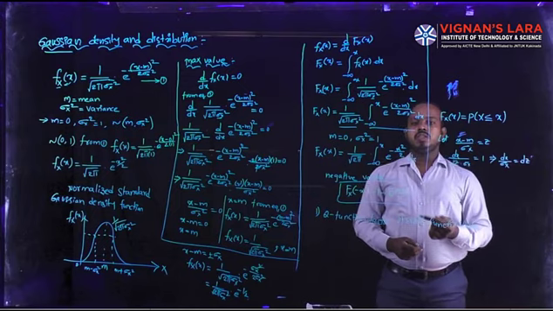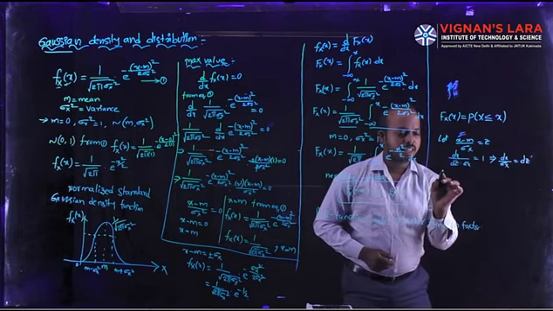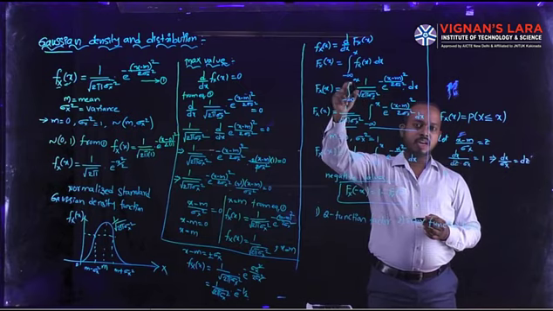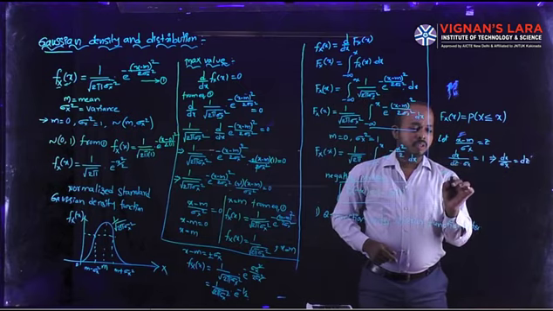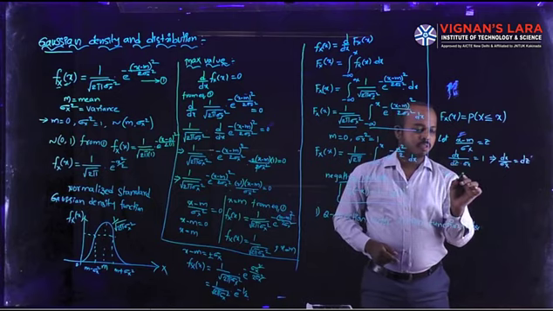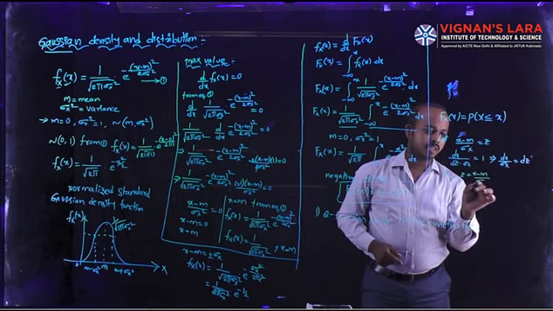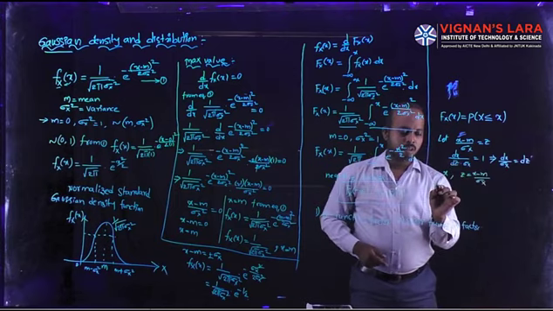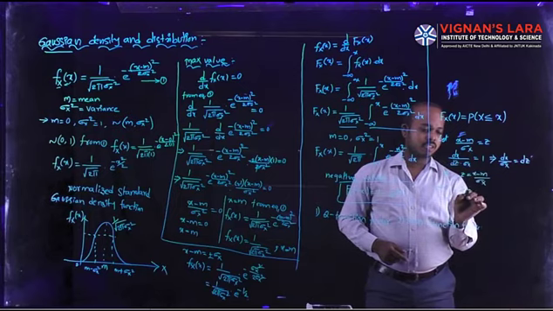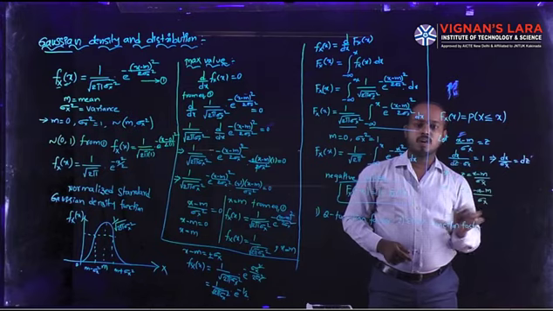Then I need to change the limits from x to z. In the upper limit we have x, in the lower limit we have minus infinity. Now considering the limit x, you can represent it in terms of z, z is equal to x minus m divided by sigma x. In the lower limit case the value is minus infinity, so where x is there, you take minus infinity, minus infinity minus m divided by sigma x.